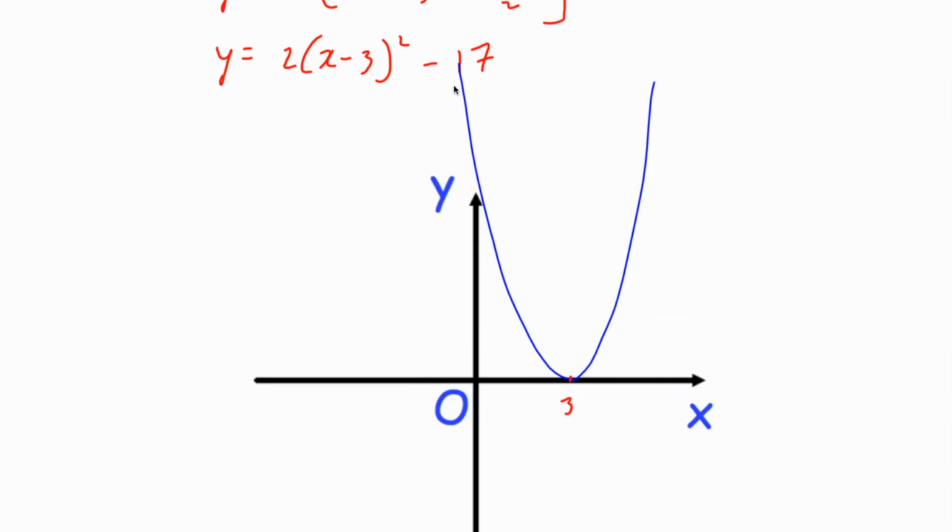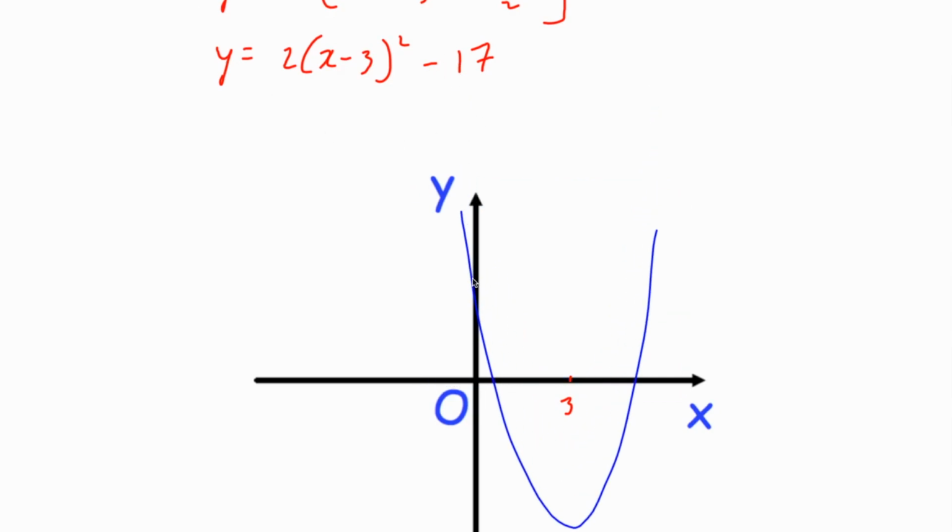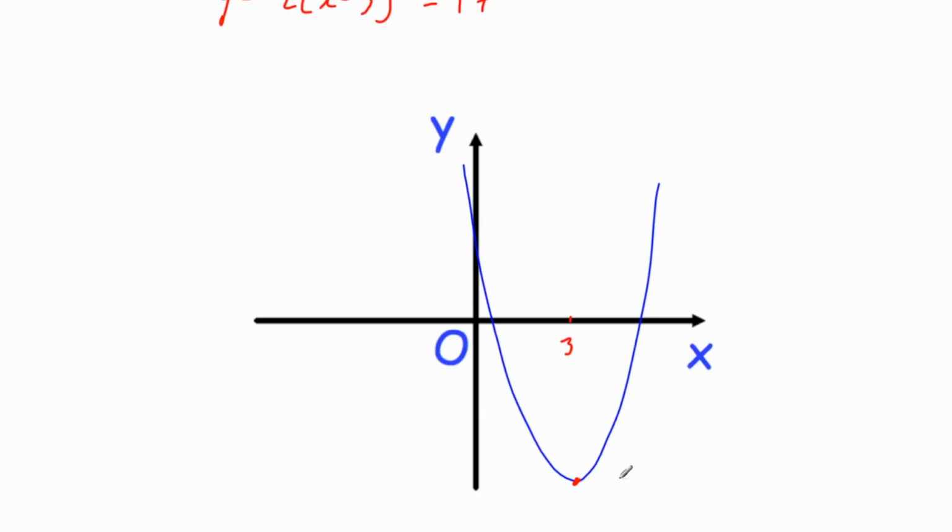And then finally, we've got take away 17. So that's going to move the graph 17 downwards. So it looks something like this. And so that means the coordinates of the turning point of that quadratic would be (3, -17).